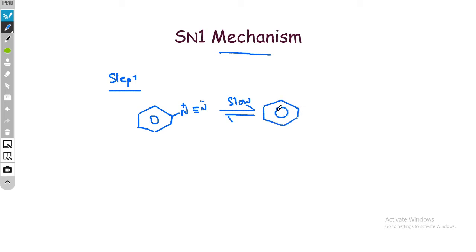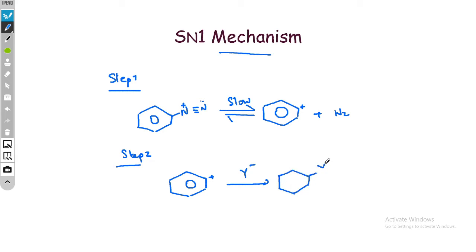Here the carbocation is like this, and nitrogen is eliminated. Then the second step is the attack of the nucleophile, that is, this nucleophile Y minus is attacking over here and forms the substituted product. Okay, so the first step is the rate determining step. So we move on to the evidences that lead to this mechanism.